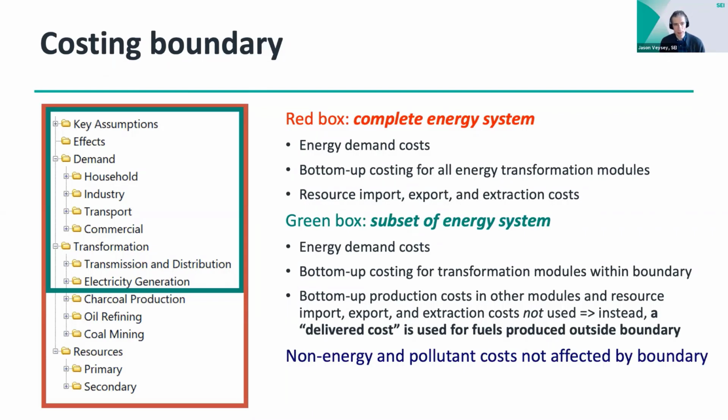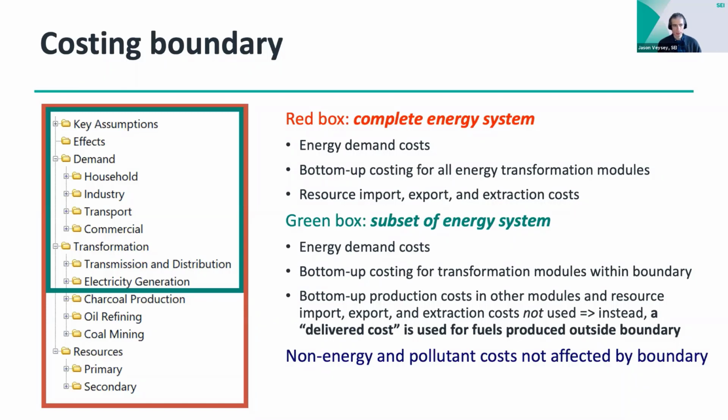So in this example, LEAP is calculating the cost of electricity on its own, based on the production costs that are specified in the electricity generation module and transmission and distribution costs that may be specified in that module. For the other fuels used in those modules or in final demands, those costs are going to be determined by a new variable that shows up called delivered cost. And Charlotte will show you that in a second. In that new variable, you get to specify the cost of delivering fuels to that point in your energy system, the costs of delivering fuels to the boundary.